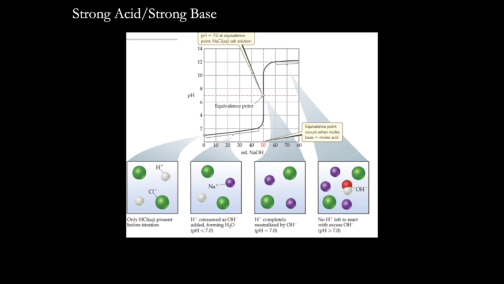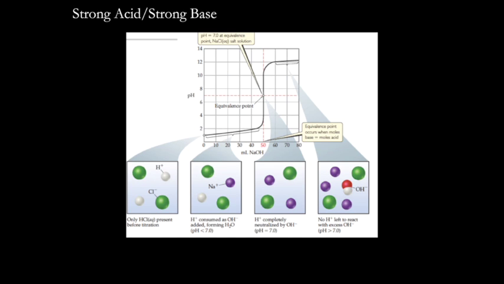Once I've passed that point, I only have base left over. And so I'm just having OH minus in that solution. So the pH is going to continue to spike up until it kind of plateaus up at the top once you get to around 70 to 80 milliliters of NaOH. So this is a titration curve for a strong acid with a strong base.